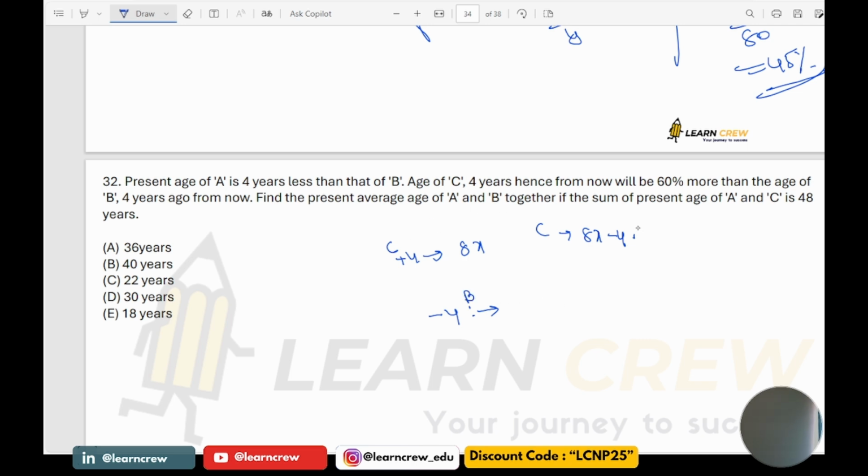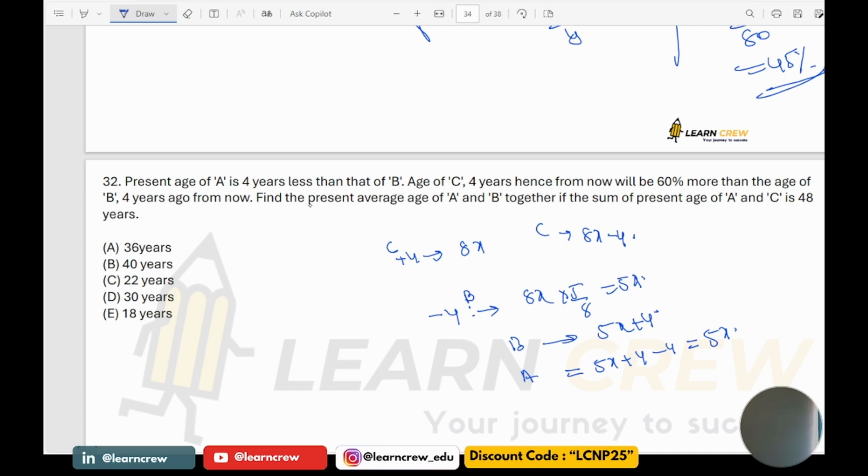If it is 8x, then it would be how much? 8x into 5 by 8, which is 5x. So the present age of B, four years ago, was 5x, which means now it is 5x plus 4. And the present age of A is 5x plus 4 minus 4, which is 5x.